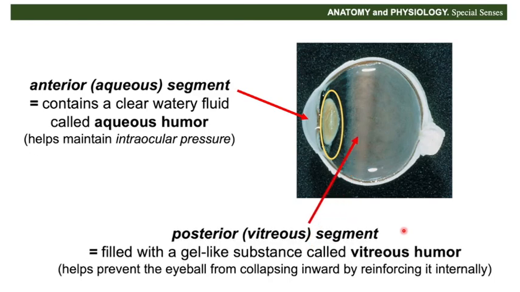The posterior or vitreous segment is filled with a gel-like substance called vitreous humor. This helps stabilize the shape of the eye and prevent the eyeball from collapsing inward by reinforcing it.